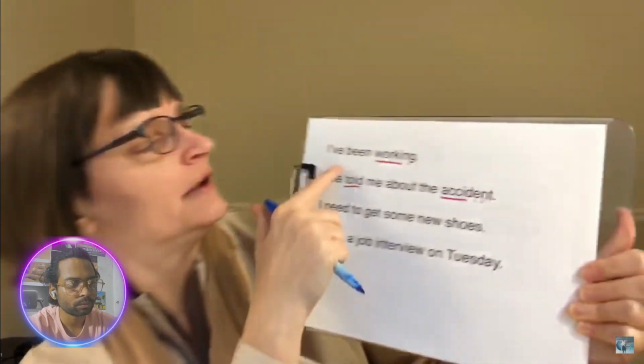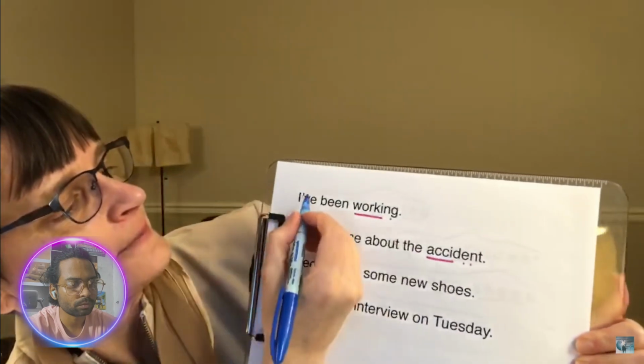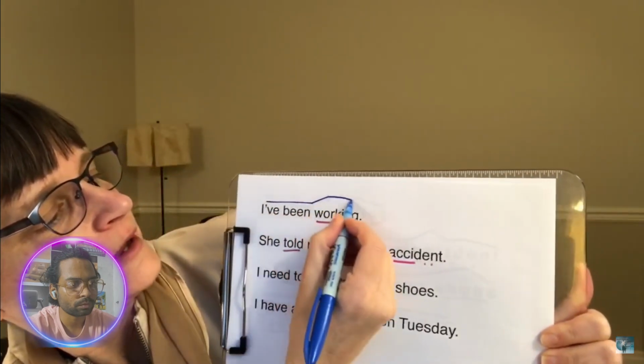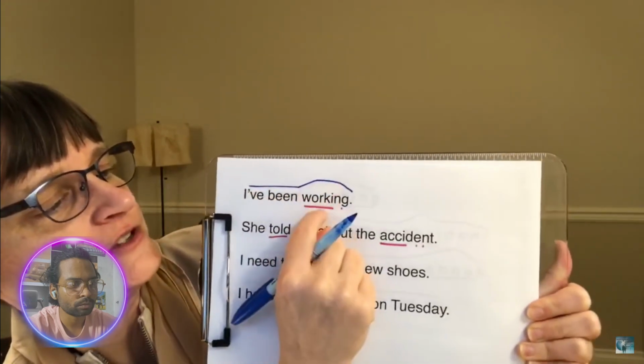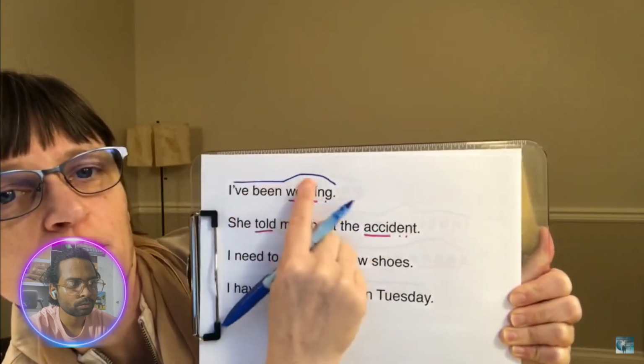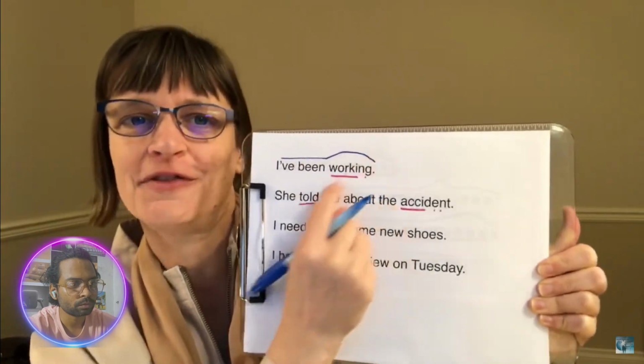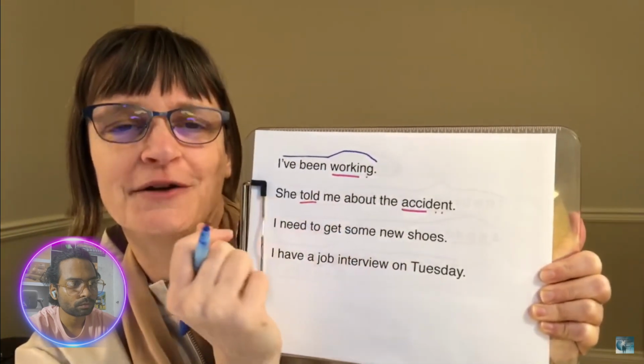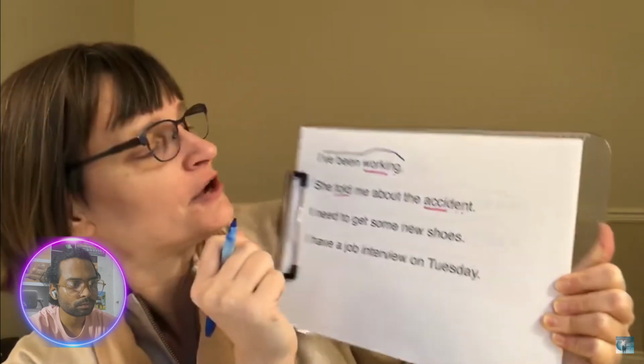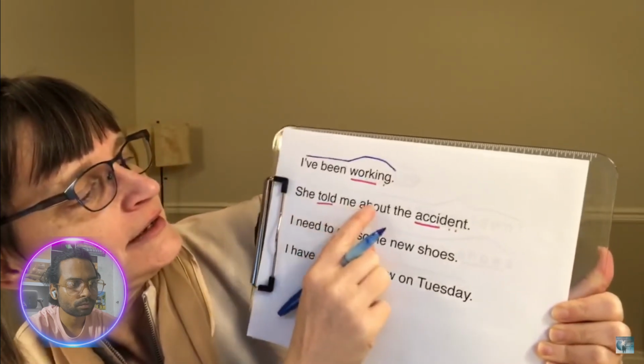And I'm now going to show you how I mark the pitch changes. So, first one, I've been working. I've been working. I rise up to the stressed syllable and I fall off. I've been working. So if you've been wondering what these pitch contours, these blue and red lines are in my videos, now you know.